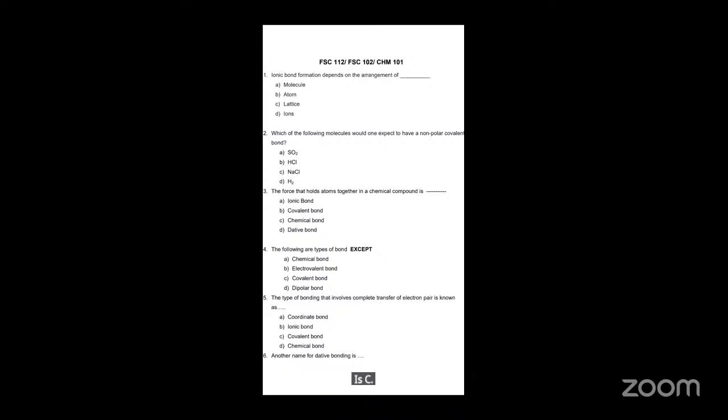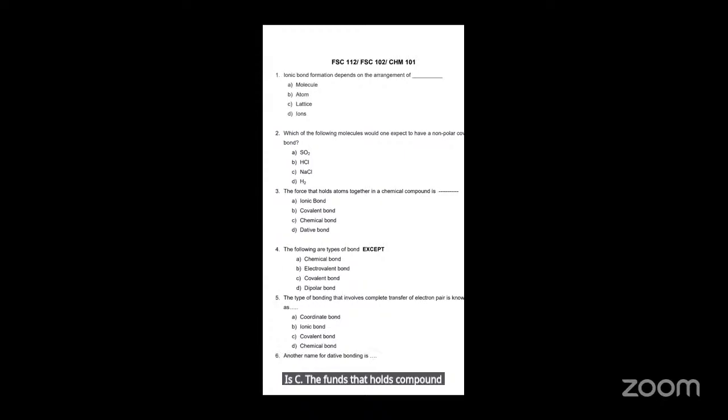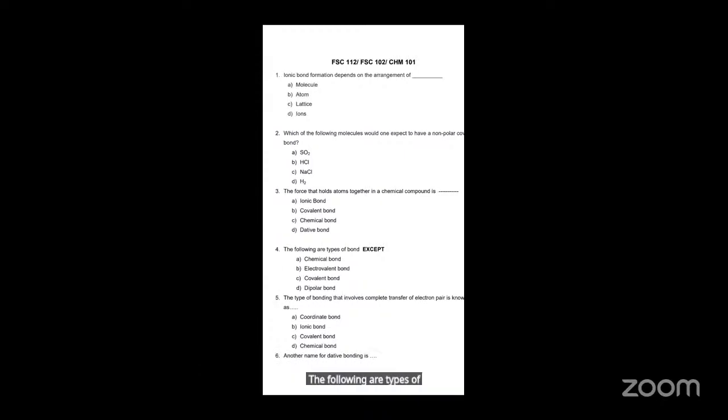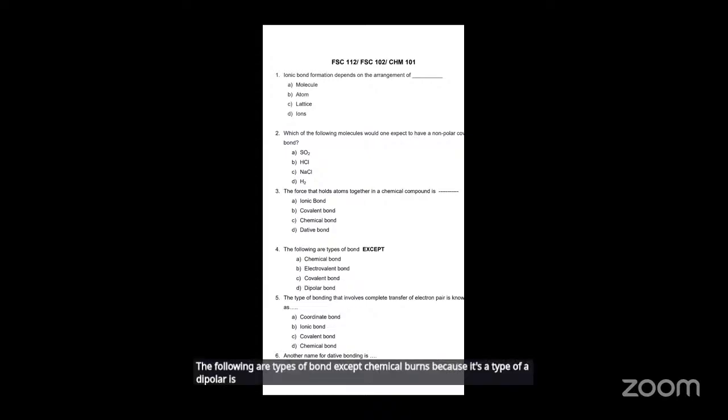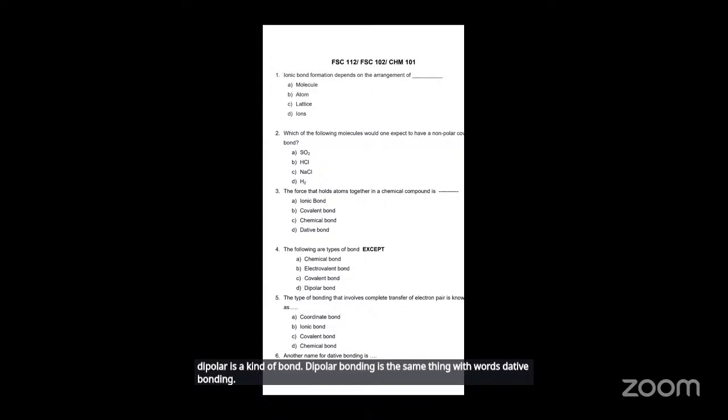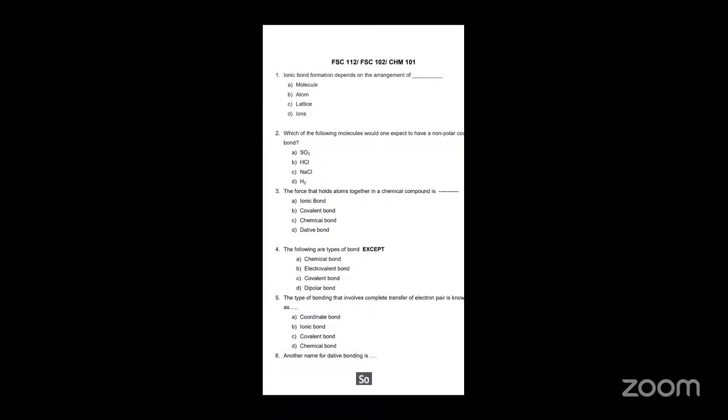The force that holds compound together in a chemical is called chemical bond. The following are types of bond except chemical bond, because it's not a type of bond. Dipolar is a kind of bond. Dipolar bonding is the same thing with what? Dative bonding. So dipolar is a kind of bond.